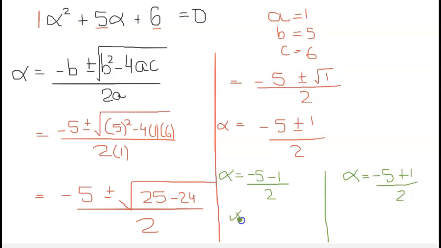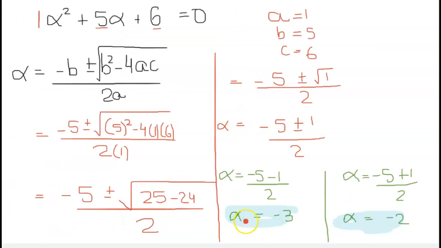Which will give me alpha equals minus 6 over 2, which is minus 3. Alpha equals minus 4 over 2, which is minus 2. These are the two values that I get for the alpha. Once I got these two values for the alpha, I need to put them into an equation. The two values of the alpha are alpha equals minus 3 and alpha equals minus 2.